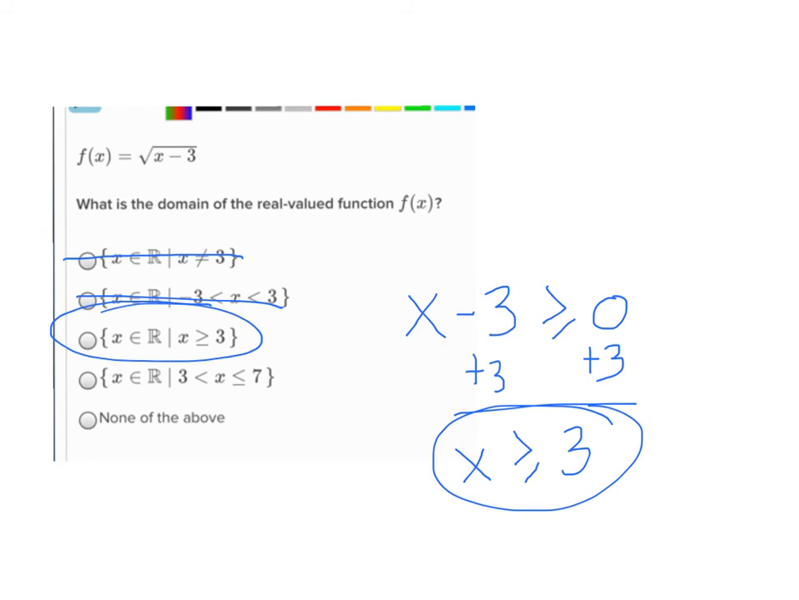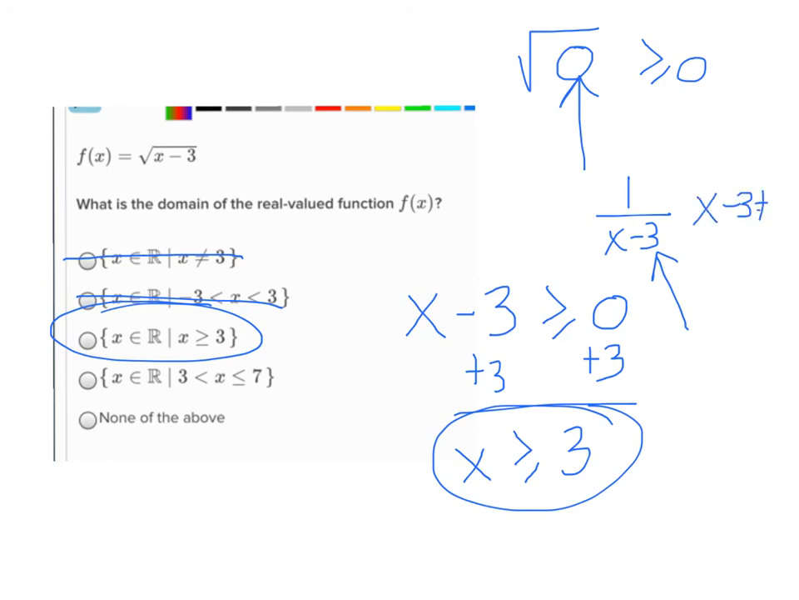So if it's a radical, you set the inside of the radical, whatever's inside the radical, greater than or equal to 0, right? If it's a fraction, you take whatever's in the bottom, and you say the bottom cannot equal what? 0. So if it's a radical, you say that what's under the radical must be greater than or equal to 0. If it's a fraction, you say what's in the bottom of the fraction cannot equal 0.